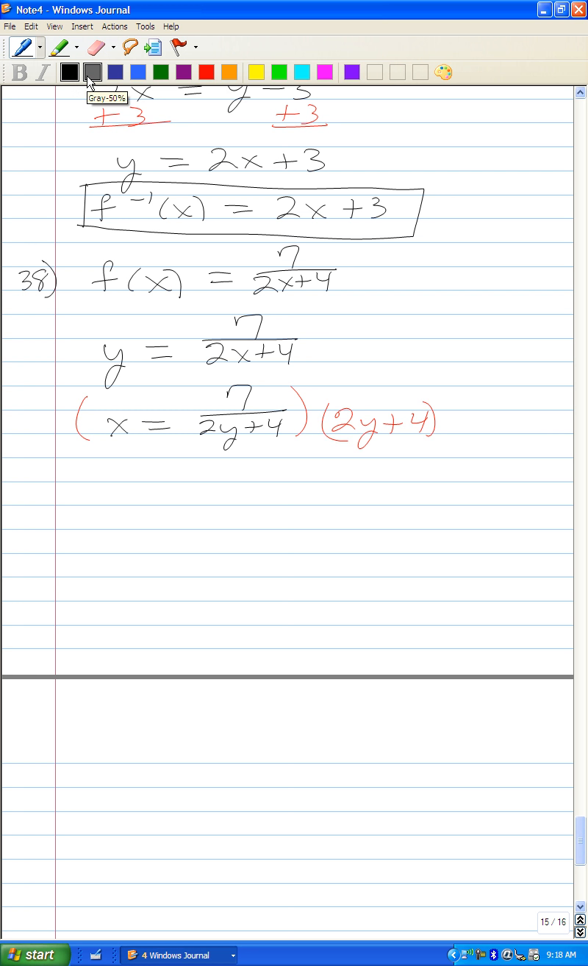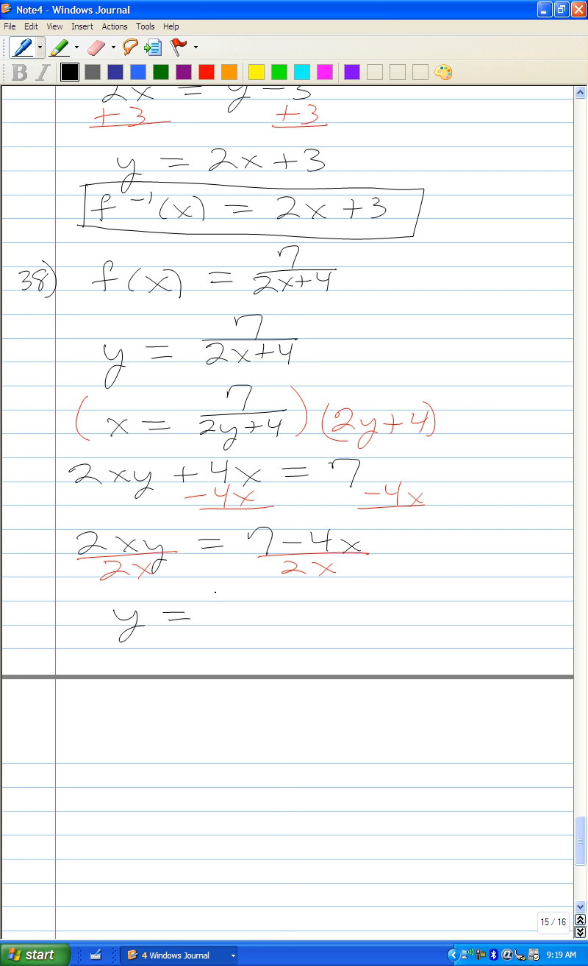And so you get 2xy plus 4x is equal to 7. The 2y plus 4's cancel. Subtract 4x from both sides of your equation. So 2xy is equal to 7 minus 4x. Divide both sides of your equation by 2x. And so y is equal to (7 minus 4x) over 2x.